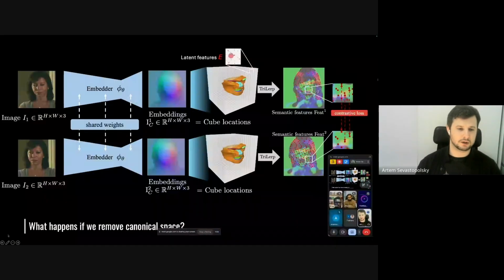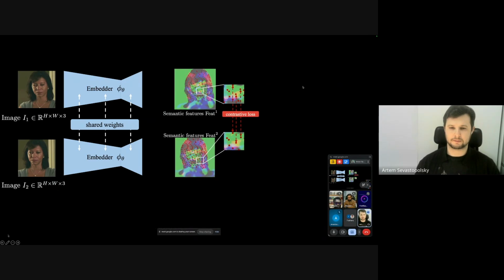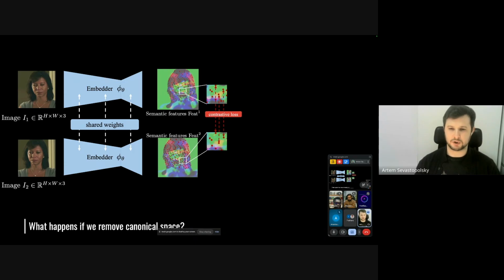Another ablation is focused on removing the canonical space. So what happens if we take our method and, instead of using this bottleneck, we actually try to predict the final features directly, which are highly dimensional. So this will be much simpler, right? We would like to see what happens in this case. Potentially, this could be used.